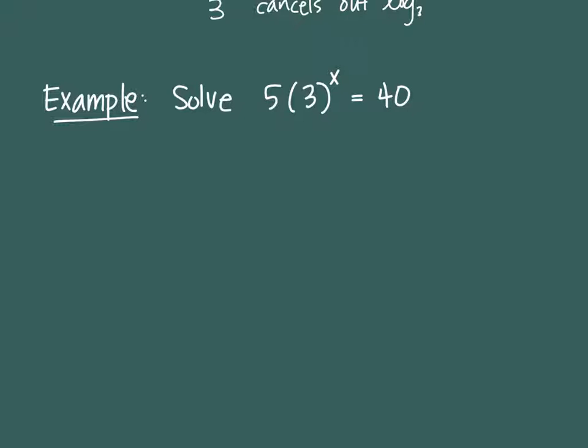How do we do that? What do we do to both sides? We're going to divide. No, not a log base 5. We can do it with just division. We just need division. Okay? That gives me parentheses 3 to the x equals 8.